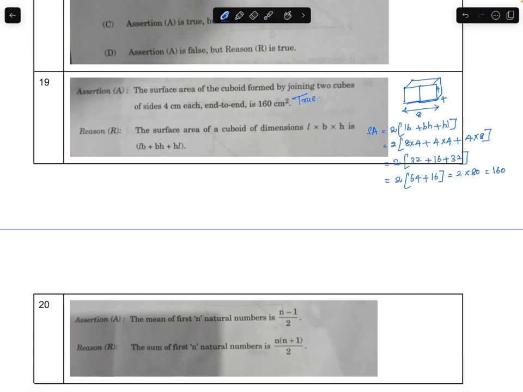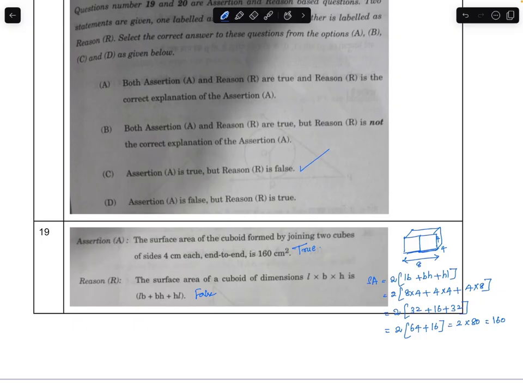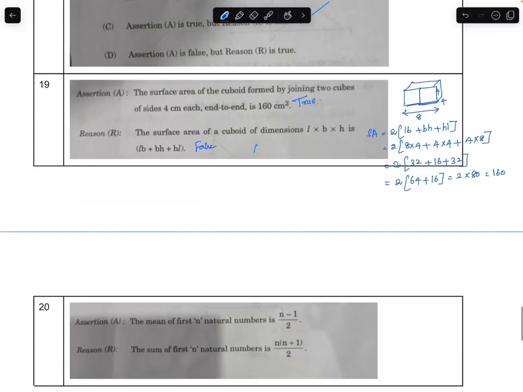The reason says the surface area of a cuboid of dimensions L, B, H is LB plus BH plus HL. This is not true. So the answer is option C. Assertion is true and reason is false.